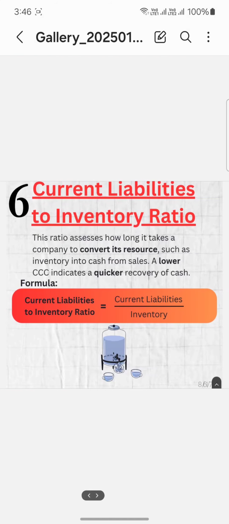The sixth ratio is the current liabilities to inventory ratio. The formula itself is self-explanatory. This ratio assesses how long it takes a company to convert its resources, such as inventory, into cash from sales. A lower CCC indicates a quicker recovery of cash. We have already seen this concept in the first ratio, so this is just an extended version of that.